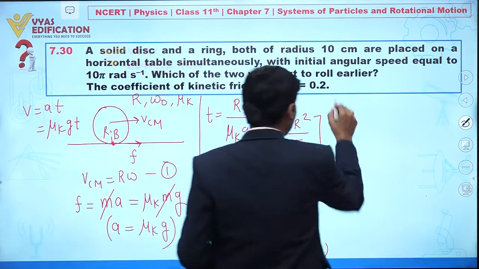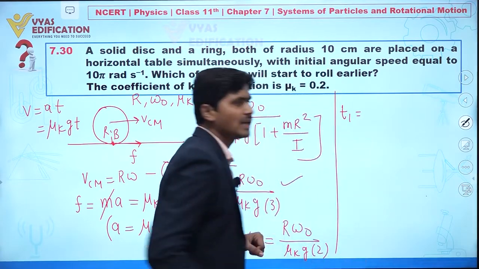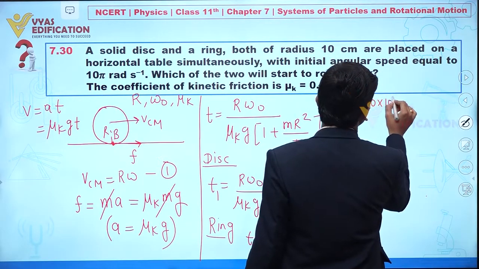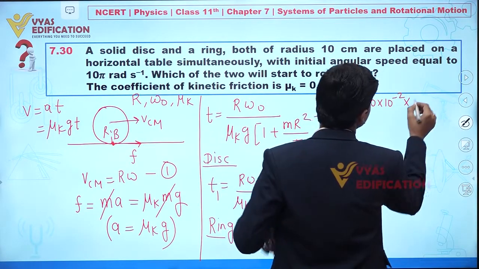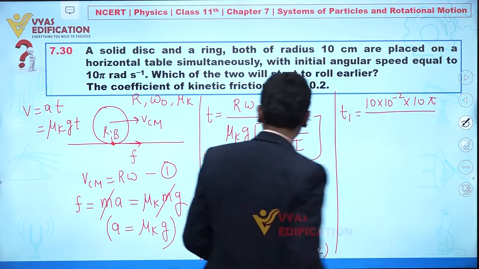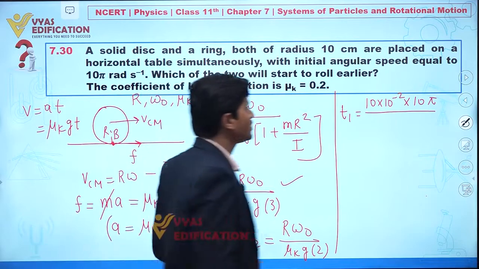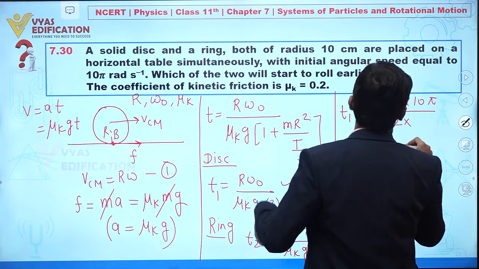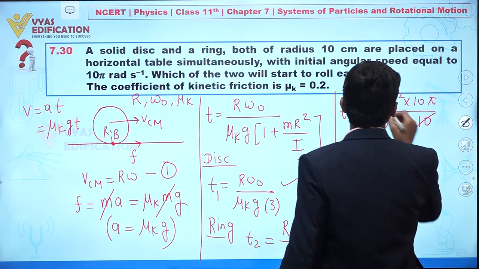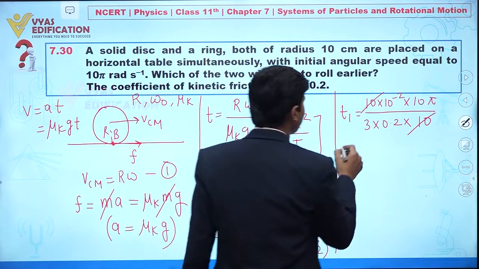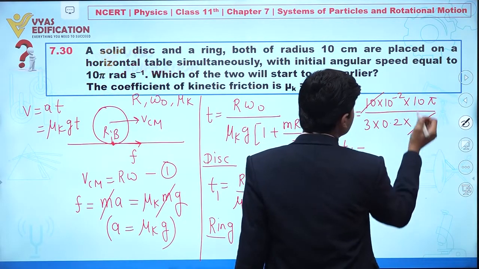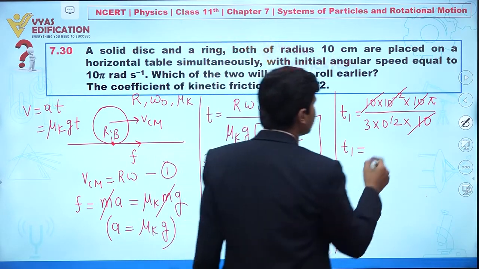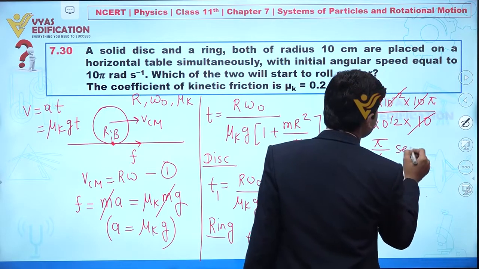Listen. So if we first calculate the value of t1, the value of r is given to you, 10 centimeter, so 10 into 10 to the power minus 2. Omega naught is given as 10 pi, divided by 3 times mu k g. So 3 into the value of mu k, 0.2, multiplied with g. The g value is given, that is 10. Clear? This one and this one cancel out. So from here we can write this is 10 to the power minus 1, all are cancelled, and this is pi by 6 second, clear.